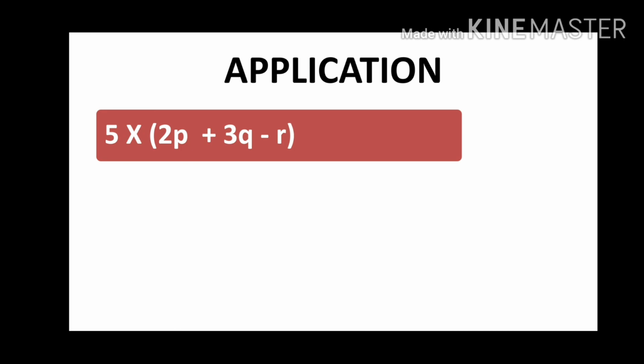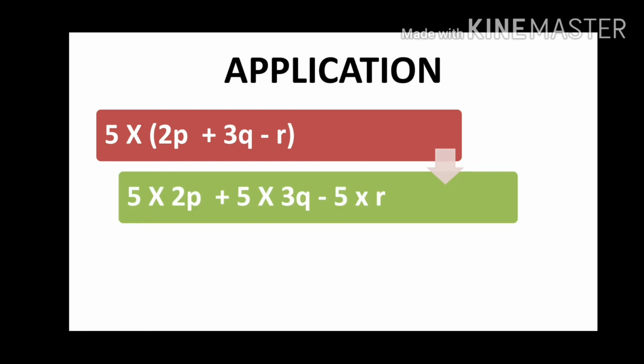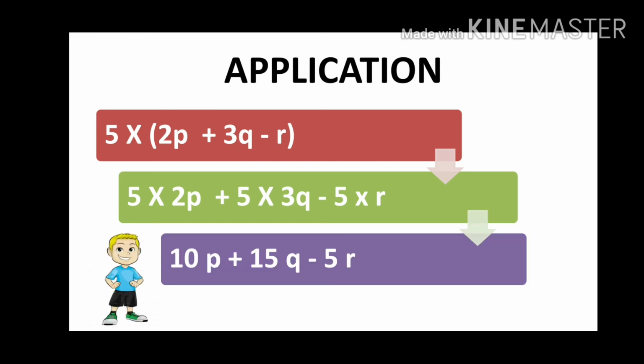Next. Here, distributive property has a bigger role in algebraic expressions. So here we can see 5 is multiplied with 2p plus 3q minus r inside the brackets. So this is taking all. So 5 wants 2p, 5 wants 3q and also r. So 5 is multiplied with 2p, 5 is multiplied with 3q and also 5 is multiplied with r. So that becomes 5 multiplied by 2p, that is 10p, 5 is multiplied with 3q, that is 15q, and 5 is multiplied with r, that is 5r.